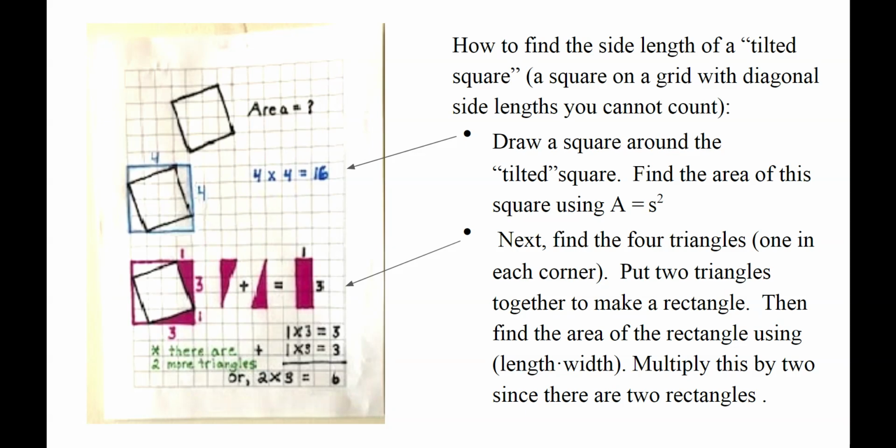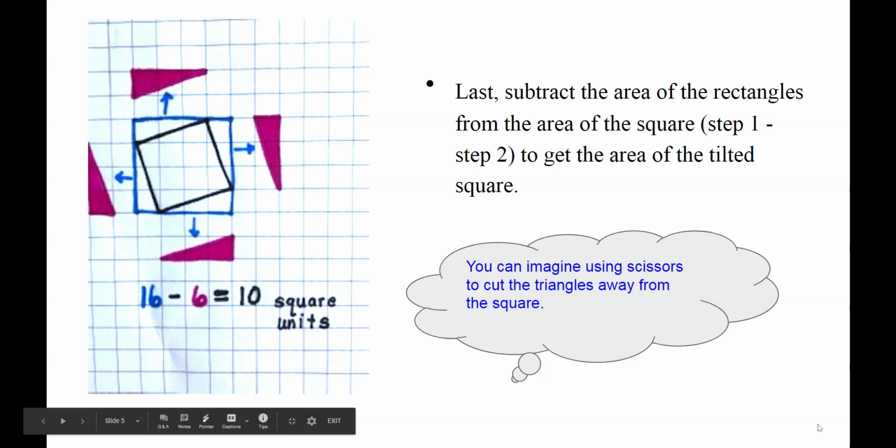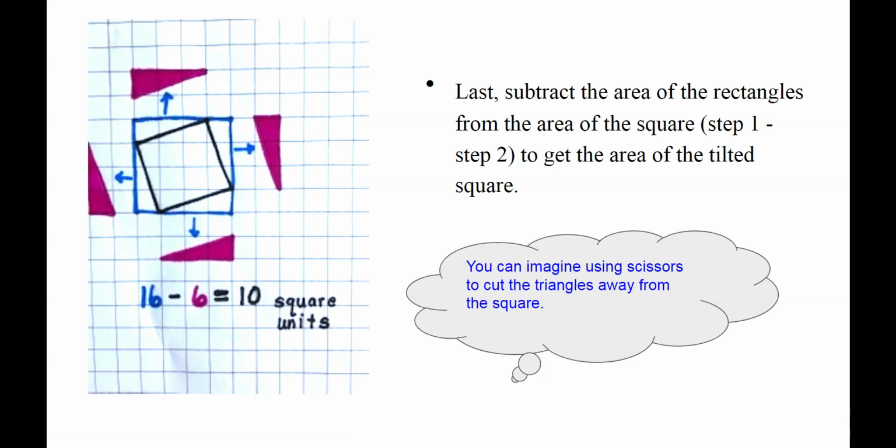Next, at each corner there is a triangle. Piecing 2 triangles together makes a rectangle. We find the area of the rectangle by multiplying the length times its width, or 1 times 3 is 3. Then we multiply this by 2 since there is another pair of the same triangles, giving us a total of 6 square units. Last, we remove or subtract the area of the triangles from the blue square, which leaves the original black square. So 16, take away 6, leaves us with an area of 10 square units.